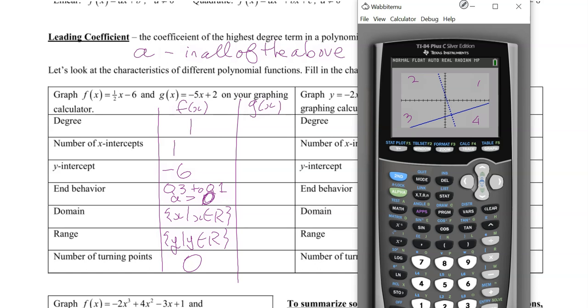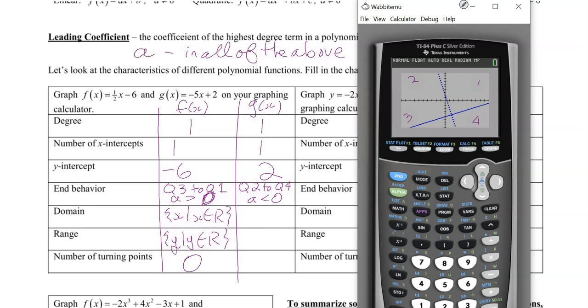Now we know, or we should, right? We should know the characteristics now. So what are the characteristics of g of x? It's of degree, has how many? One. Has a y-intercept of? Two. Has end behavior. Yeah, Q2 to Q4. Our a value is less than zero, right? That tells us we're going down to the right.